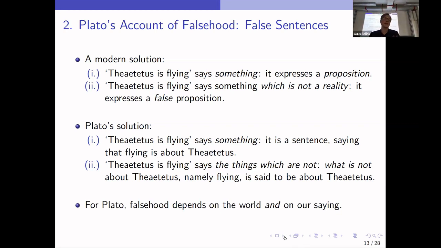Now, what is interesting about Plato's account of falsehood is that falsehood very clearly depends both on the world and on our saying. So it's not that we can take for granted a false proposition that is expressed by the false sentence, but we explain falsehood in terms of the sentence and the world, such that the falsehood, as it were, only arises once we start speaking about the world. And in fact, Plato explicitly says this before giving his account of falsehood. So he says that there would be no falsehood if not being did not mix with sentences, with logoi. So I think that's a very significant statement.